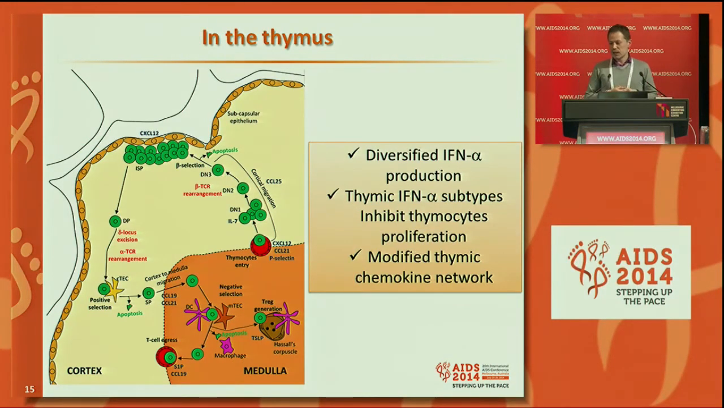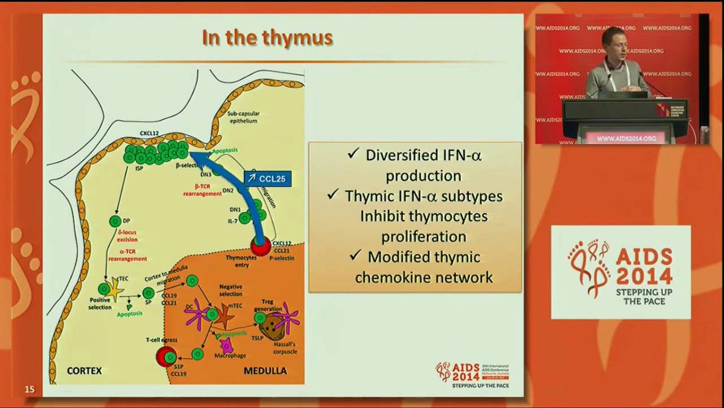I showed you that during acute SIV infection, there is a diversified interferon alpha response, and this interferon alpha can inhibit thymocyte proliferation. Furthermore, there is a very big modified thymic chemokine network by day 3 post-infection. All these results point to an accelerated thymopoiesis, which follows the model I will propose to you.